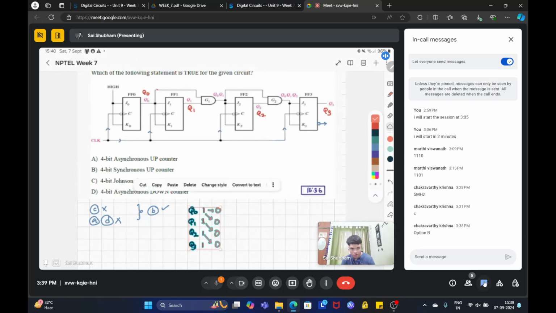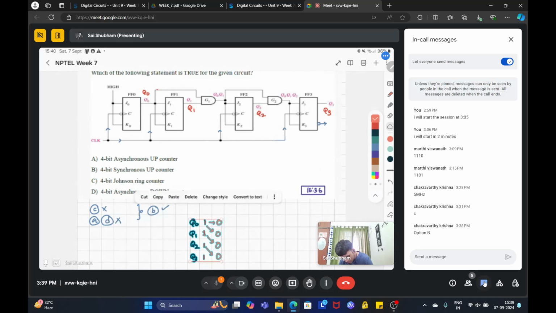So I'm currently explaining how it behaves as a 4-bit synchronous up counter. Okay. The input is always high. So since the input is high, Q0 will continue to toggle. Then it will again be 1. Previous states will continue. Since this is 1, this will toggle. Okay, so this will be 1. And since this is always 1, this will be 0. So 1, 1, 0, 0.